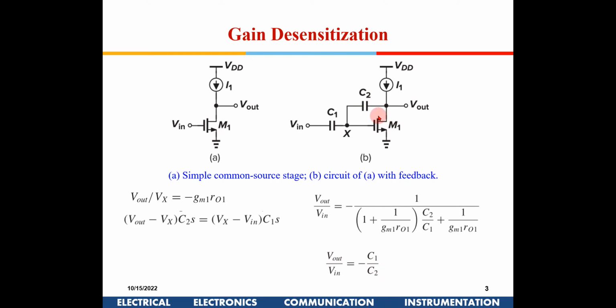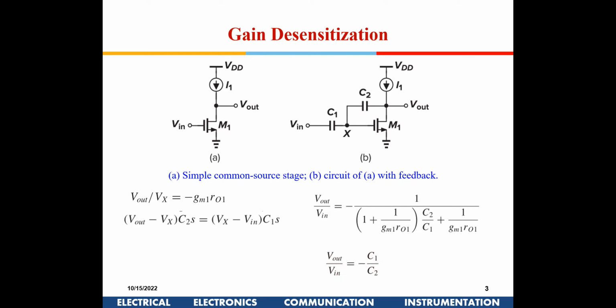We'll solve some problems on feedback, but here I just wanted to show that if we put a feedback like this, the gain is just a function of C1 and C2, and we can fabricate C1 and C2 more precisely than M1. The values of C1 and C2 are also not going to change much with biasing conditions, VDD variation, or temperature variation, unlike the parameters of M1. So you see the gain is very stable.